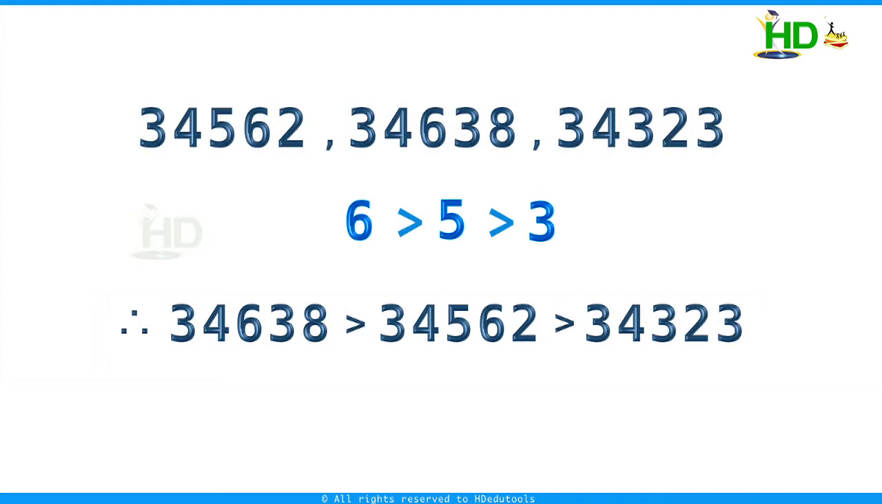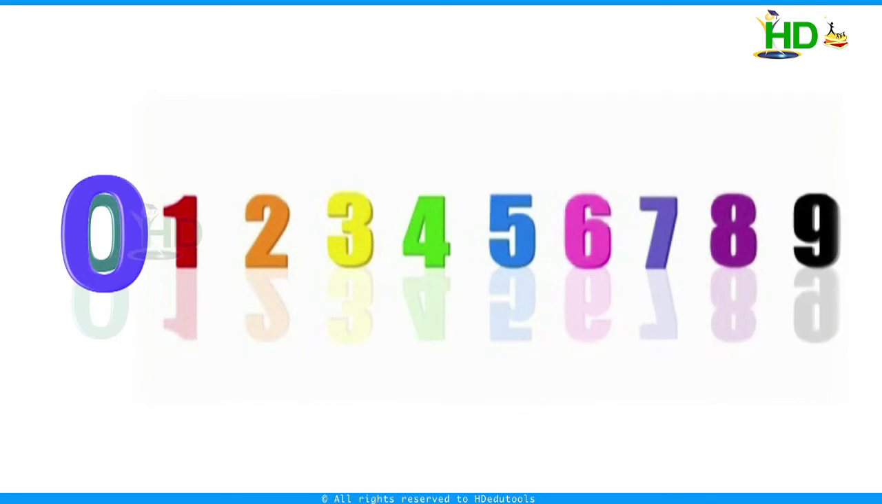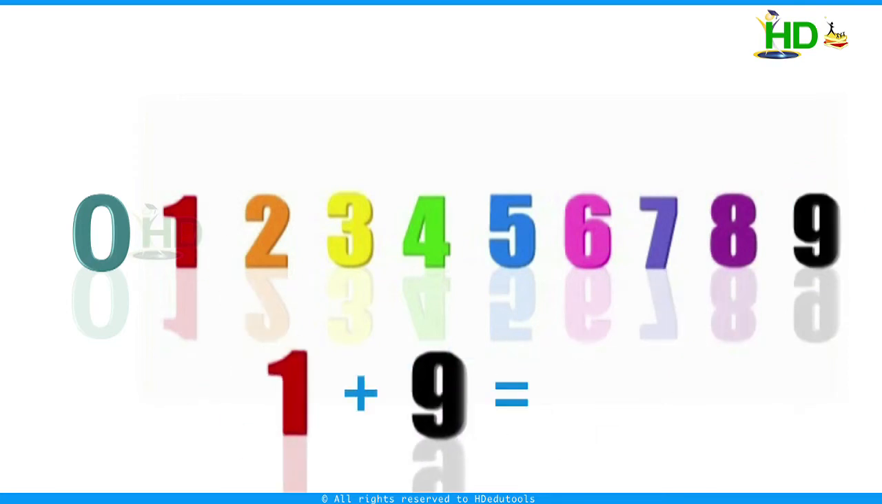So here the greatest number is 34,638. What is the smallest one digit number? Yes, it is 0. And what is the largest one digit number? Yes, it is 9. And if we add 1 to this number, then we get the smallest two digit number. That is 9 plus 1 is 10. Here 10 is the smallest two digit number.